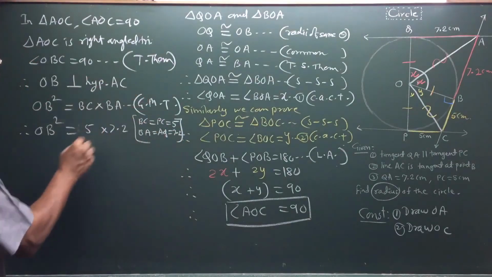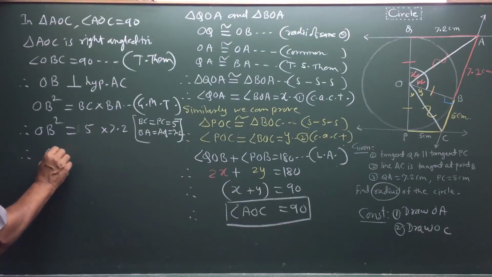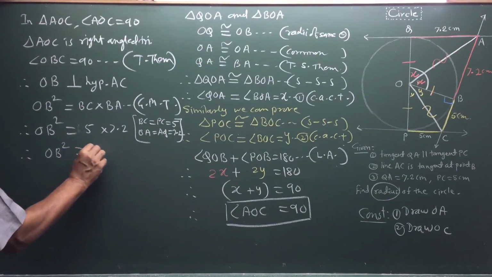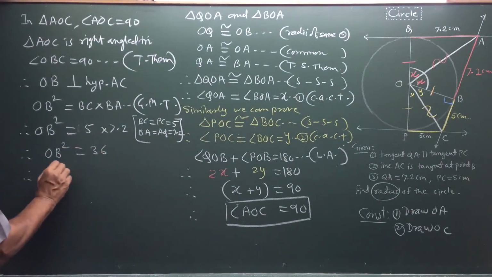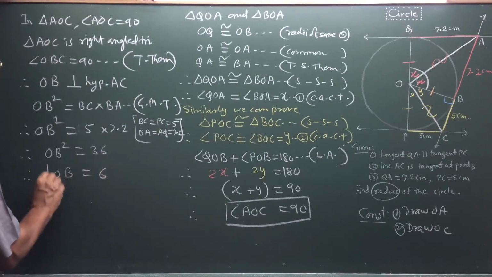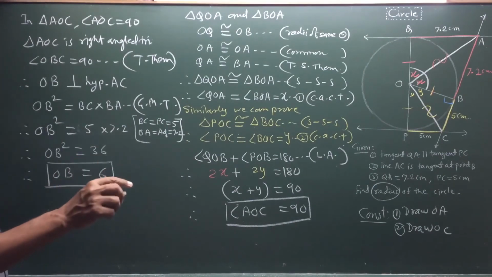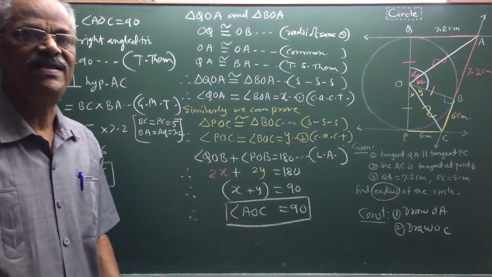Tangent segments are equal, and you can see that this is OB square. You are getting 36, and OB is 6, and OB is nothing but the radius of the circle.